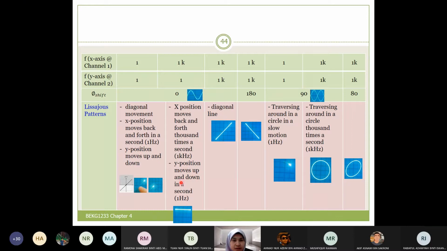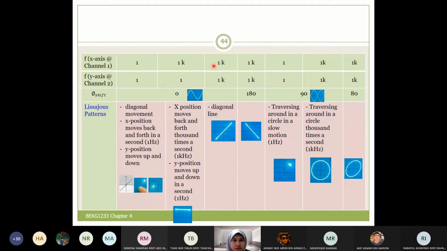The y position moves up and down in 1 second, because of 1 Hz on the y-axis. So actually this line will appear up and down. After this we will watch the YouTube video.